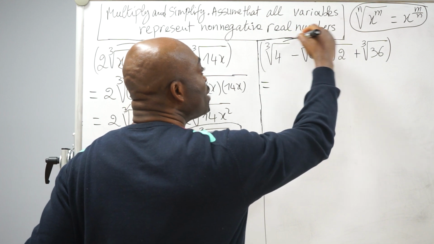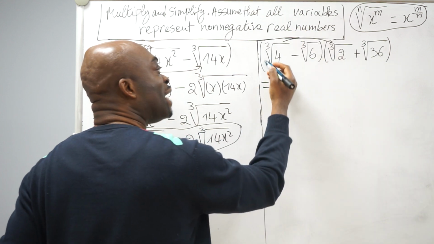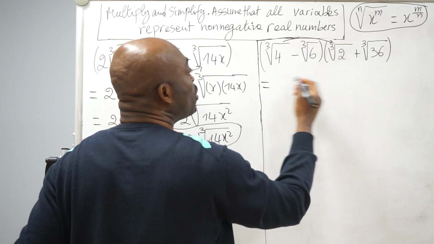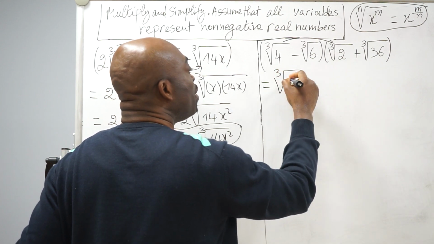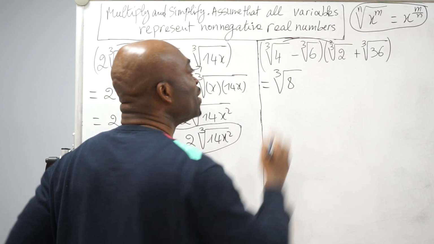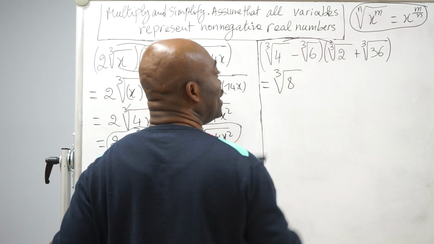So the first one is this one here. We take the outside times the outside, so that means 1 times 1, which is 1, and 4 times 2 is going to give us 8. So it's cube root of 8. We're going to go a little faster with the numbers now. So 4 times 2 is 8.